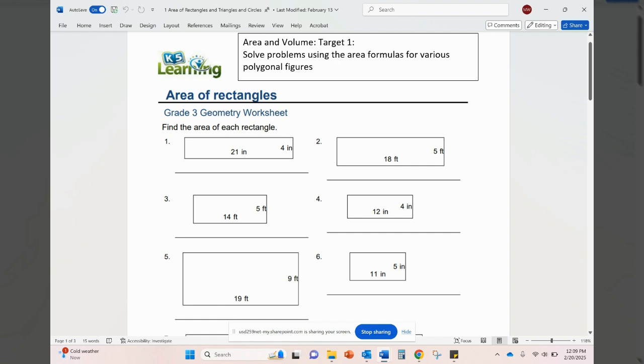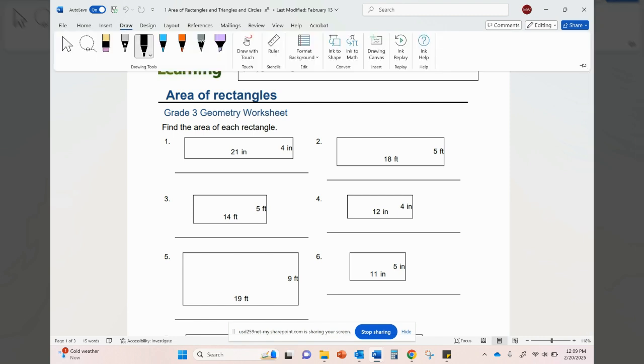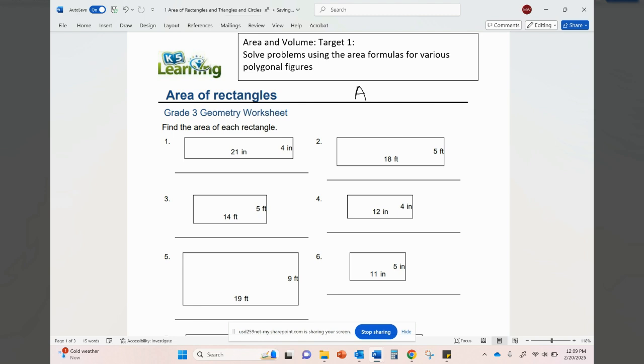Now, to find the area of a rectangle, we're going to write our area formula. Our area formula, which is area A equals L times W, otherwise known as length times width. You can also see it as base times height. So length times width or base times height. So basically you're just multiplying the two numbers that you are given.